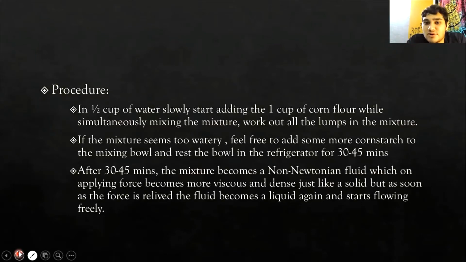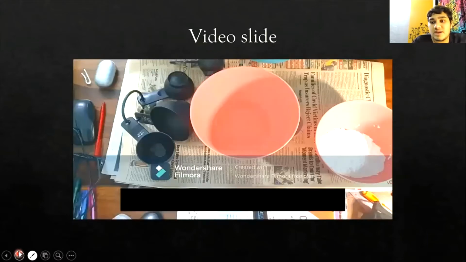In half a cup of water, we need to slowly add the 1 cup of corn flour that we have set aside, while simultaneously mixing the mixture. Working out all the lumps in the mixture is a prime concern right now. If the mixture seems too watery towards the end, feel free to add a bit more cornstarch to the mixing bowl, and make sure to rest the mixing bowl for 30 to 45 minutes in a refrigerator. To demonstrate this, I have also prepared a video and I will be sharing the video over here.